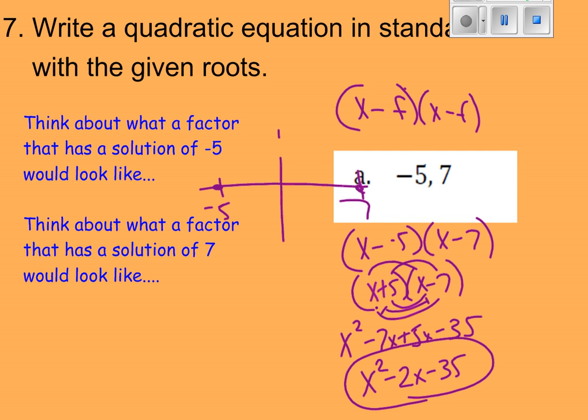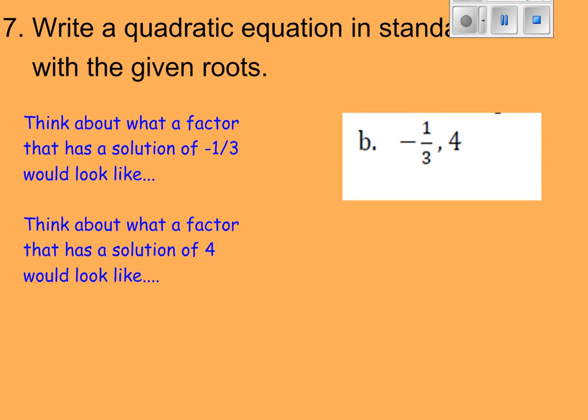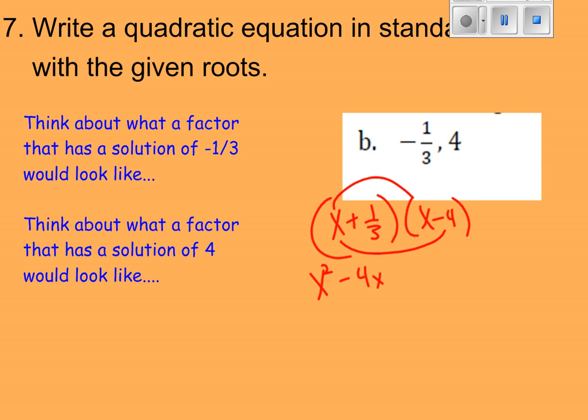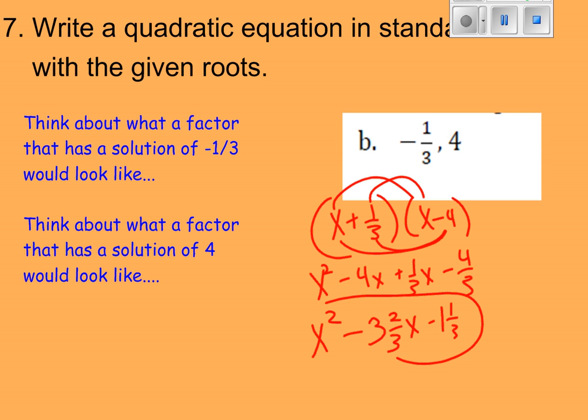It's always going to be x minus whatever's there. So if it's negative, it becomes x plus. If it's just a positive, it becomes x minus. So if I got negative 1/3 and 4, that's really going to be x plus 1/3 and x minus 4. So again, multiply. First times first is x squared minus 4x plus 1/3 x minus 4/3. So that will be x squared minus 3 and 2/3 x minus 1 and 1/3. There's my answer.